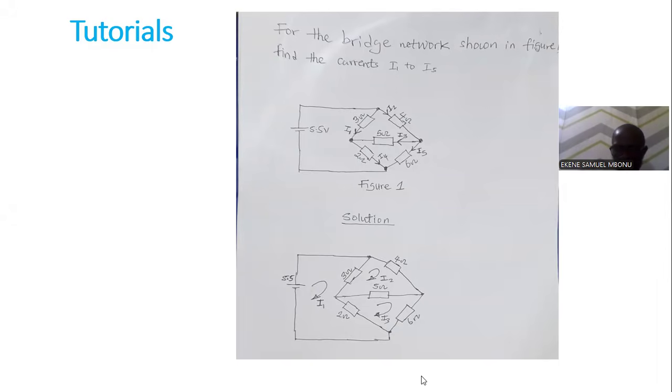So what do we do? We want to apply Kirchhoff's voltage law, which says that the algebraic sum of voltages about a loop is equal to 0. So we translate this circuit into 3 loops. This is the first loop. This is the second loop. Then this is the third loop.